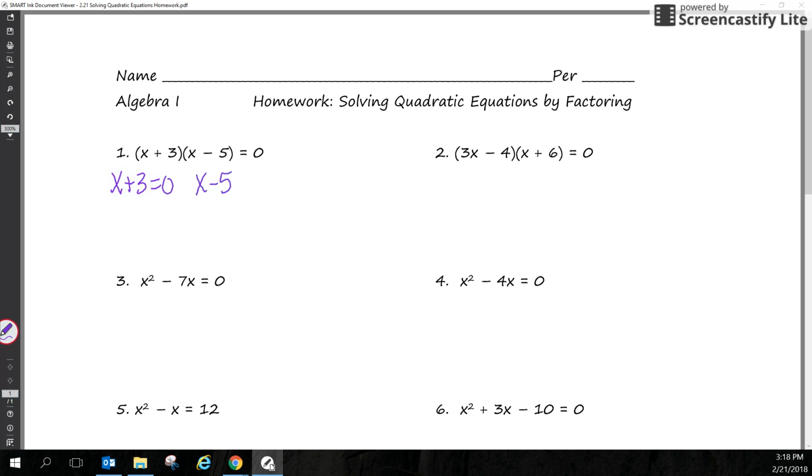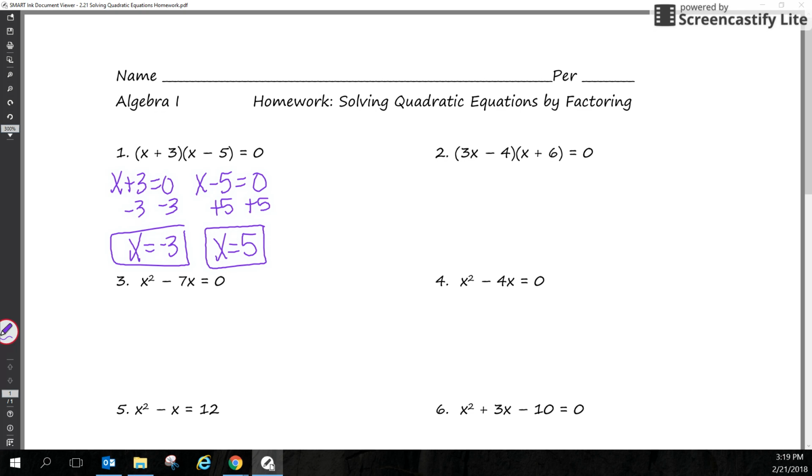So x plus 3 equals 0, x minus 5 equals 0, and then we're going to solve both of these equations for x. So here we're going to subtract 3 from both sides, make it x is equal to negative 3. On the second equation, we're going to add 5 to both sides, x is equal to 5.